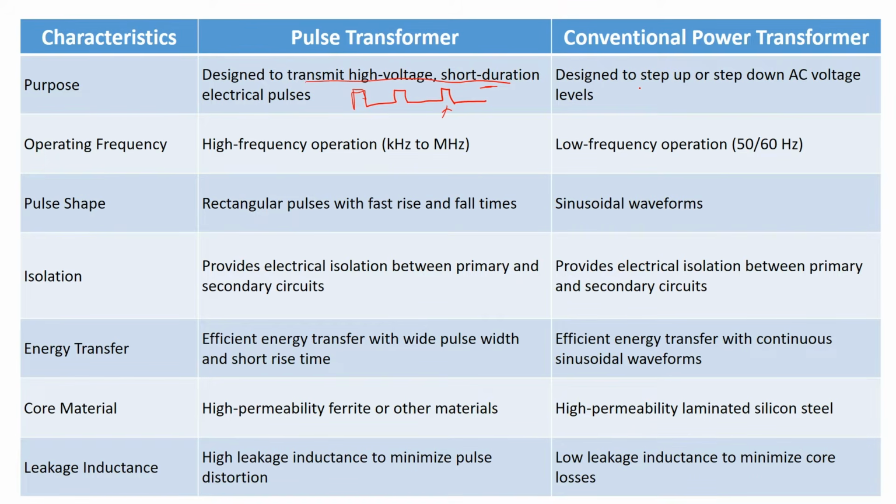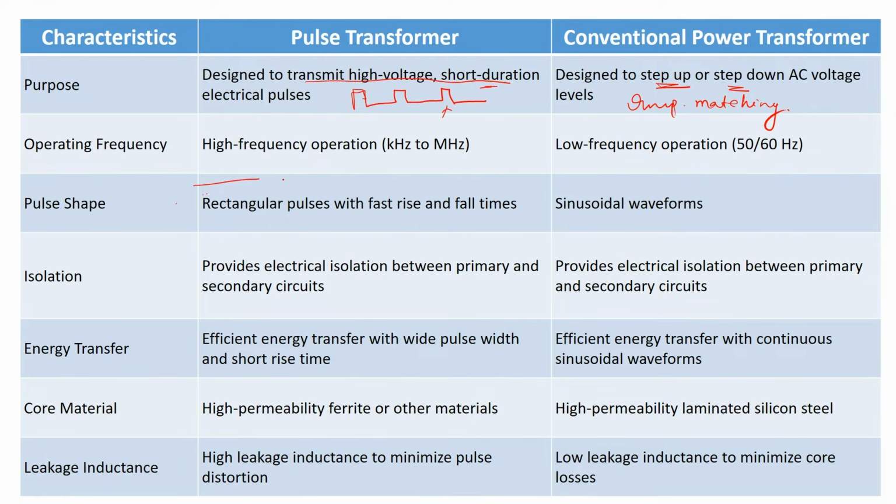Whereas conventional transformers are used for step up and step down purposes. It provides impedance matching. When we go for step up and step down, the impedances of the primary and secondary sides vary, so it provides this impedance matching. The operating frequency of pulse transformers is in terms of kilohertz. Pulses are called baseband signals.